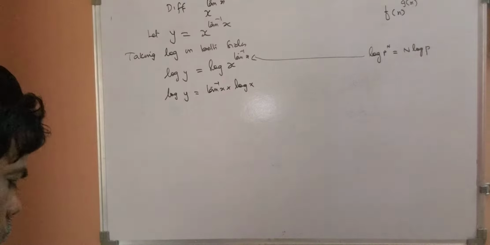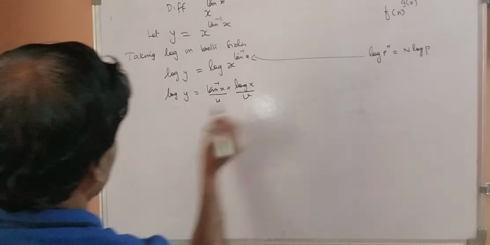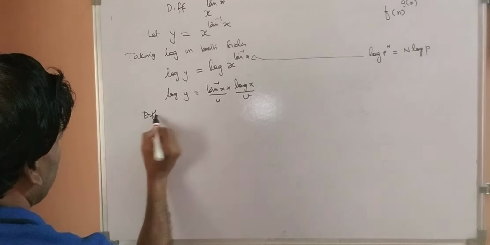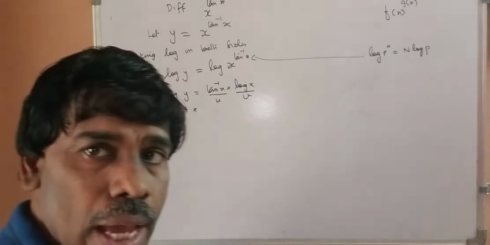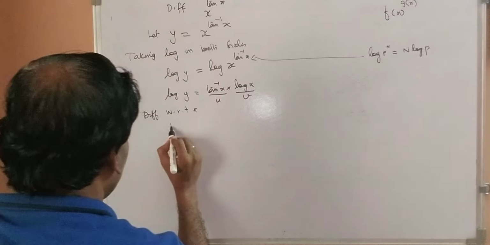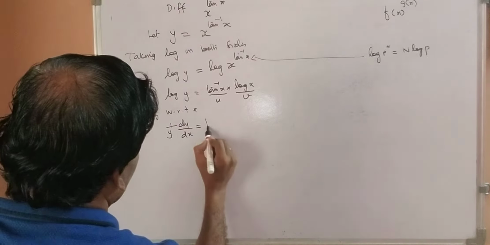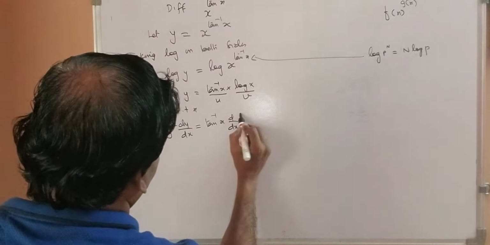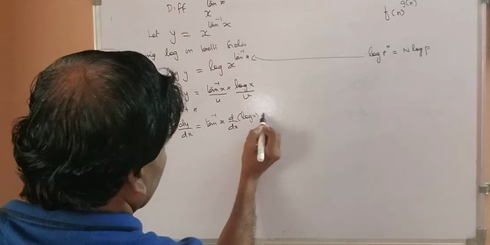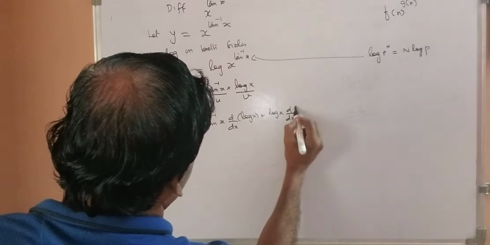Right? So what is here? This is u, it is v. So differentiating with respect to x. What is the derivative of log y? 1 by y into dy by dx equals, we will keep the first and differentiate the other, keep the other and differentiate the first.